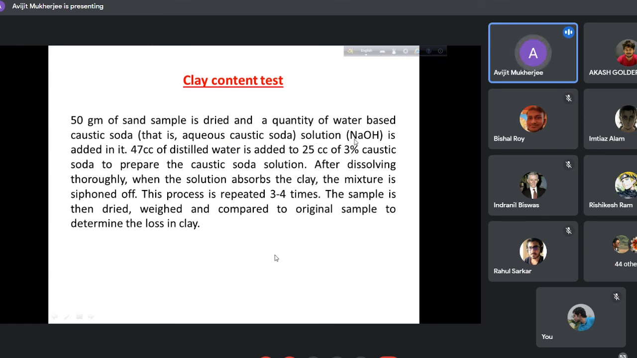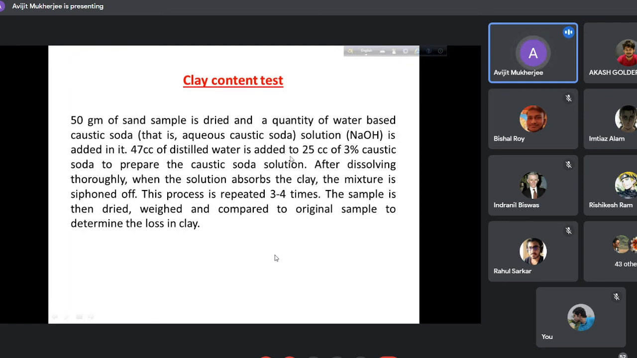this is not arbitrary. How is the aqueous caustic soda solution prepared? In the laboratory, we have beakers, burette, pipette, all these. We have a weighing machine. So you take 47 cc distilled water, again not ordinary water, distilled water. And this is added to 25 cc of 3% caustic soda, 3 normal, to prepare the caustic soda solution. So this is the standard. Don't take it arbitrarily.